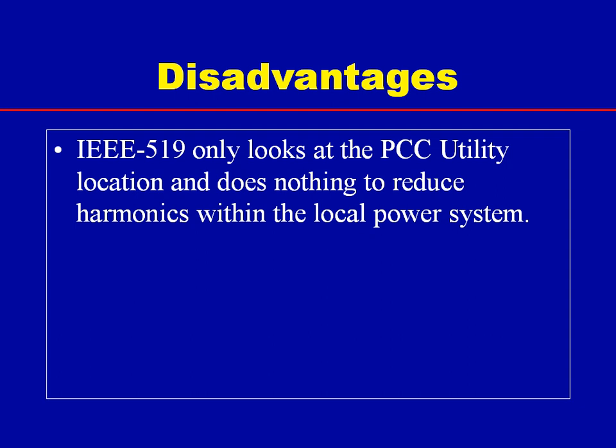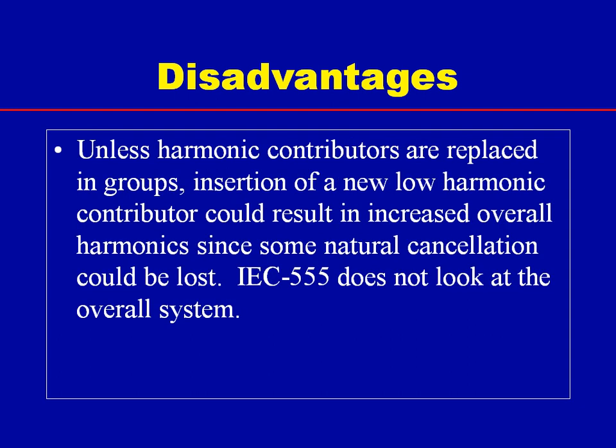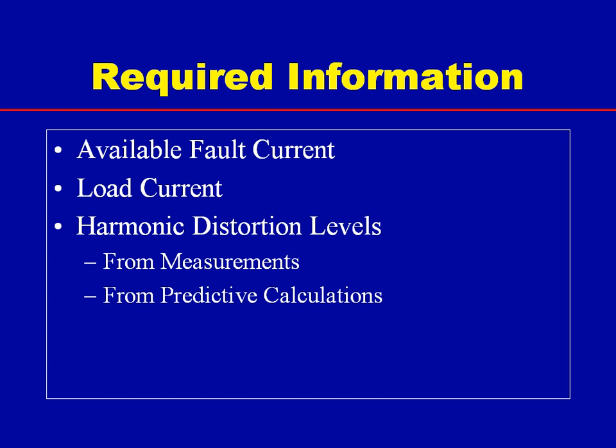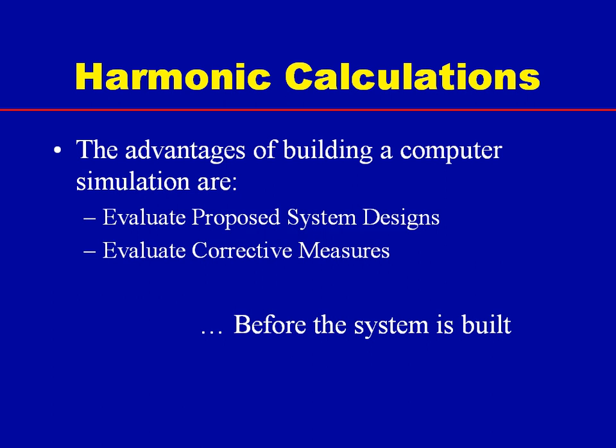The IEEE 519 only looks at the point of common coupling with the supply source and is not directly concerned about the harmonics within the local power system. Since the IEC 555 does not look at the overall system, replacing one drive with a lower harmonic producing drive could result in increased overall harmonics if some natural cancellation was lost. To meet the IEEE 519 standard, you need to know the available fault current, the total load current, and the harmonic currents and voltages, either from measurements or from a computer model. The primary advantage of building a computer simulation model for harmonic calculations is that you can evaluate proposed system designs before the system is built, reducing downtime, equipment damage, and ultimate cost.